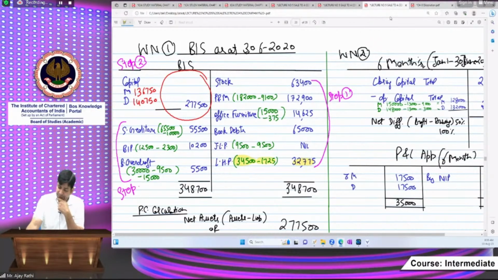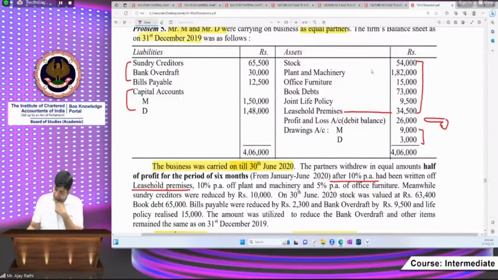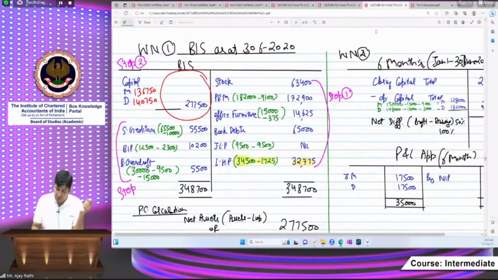Next one. Depreciation is also 10% per annum on plant and machinery, which is rupees 1,82,000. You calculate the depreciation on 1,82,000 for 6 months at the rate of 10%. That will be 9,100. So the final figure after depreciation at 30th June will be 1,72,900.